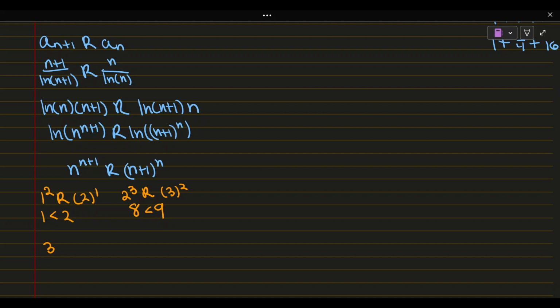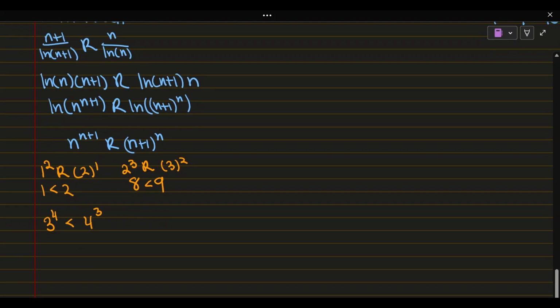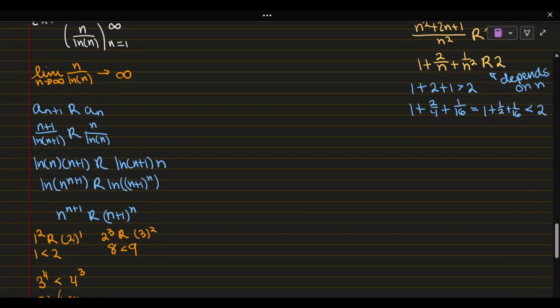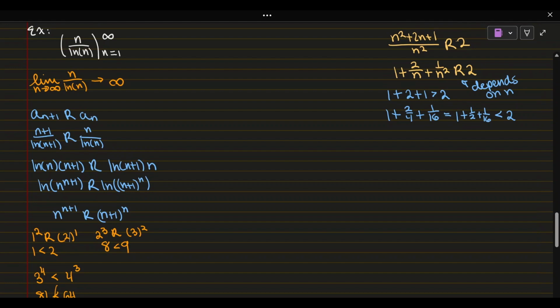Well, I have 3 to the n plus 1, so 3 to the 4. And then it's related to, we're hoping that it's less than, right? So we're hoping that this is consistent. 4 to the 3. Well, 3 to the 4 is 81. And we're hoping that that's less than 64, and it's not. So this relation depends on n, so it's neither increasing nor decreasing. It changes depending on what n is.